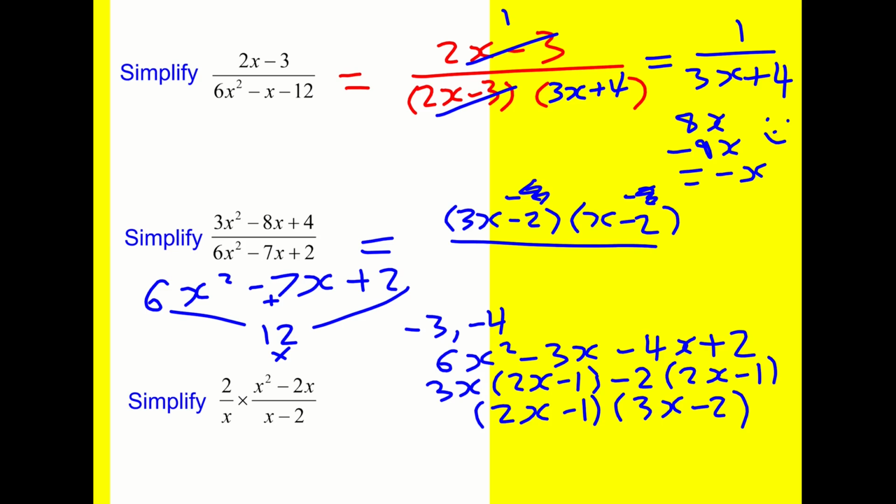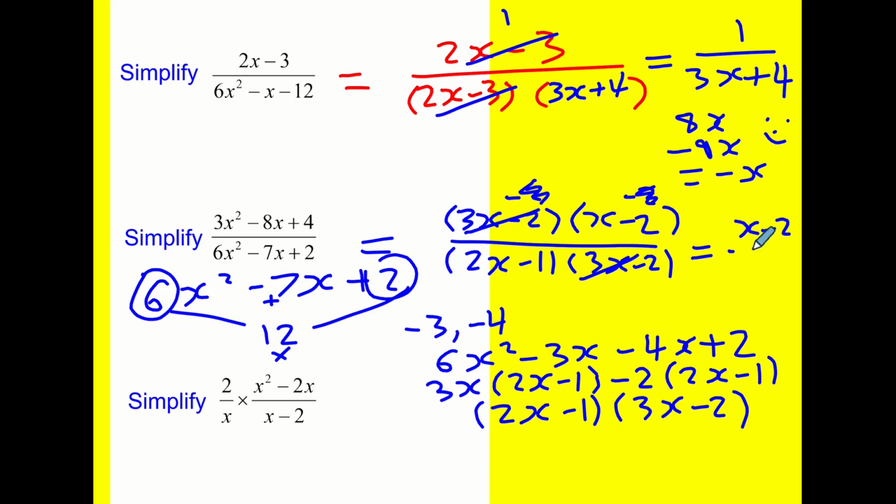This can be advantageous in certain situations, especially when the number here gets large and this number is large as well. Okay, if you manage to get there by sort of trial and error, then that's fine as well. Okay, so let's keep going. Then I'll put that in. I'll get 2x minus 1 and 3x minus 2. These two cancel, and I'm left with x minus 2, 2x minus 1. And I can't simplify that anymore, so that's my answer.